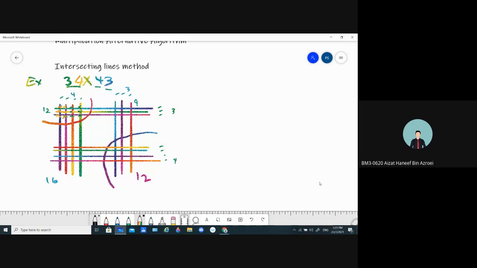Okay, so now we can write our answer. How do we write? We start from the bottom here, 12. So we have 12. In between here, we have 16 and we have 9. So 16 plus 9 is 25, correct? So 25, so 5, 2. On top, we have 12, which means 2 and 1. So we add this together, we get 2, 6, 4, 1.